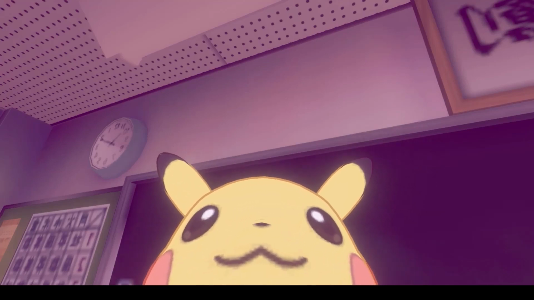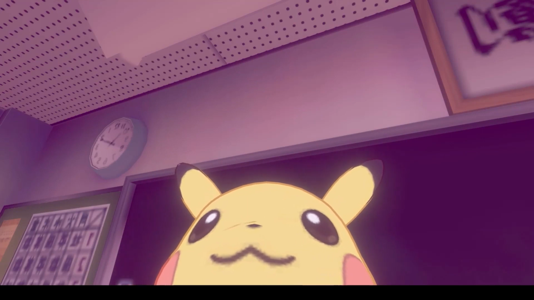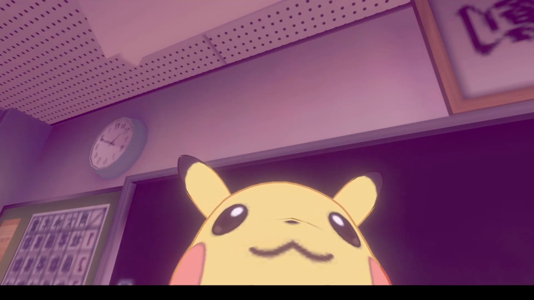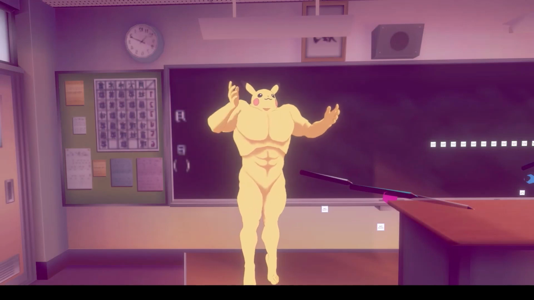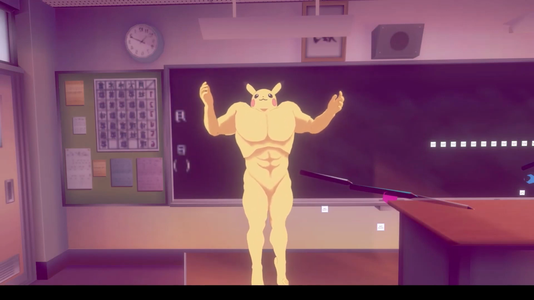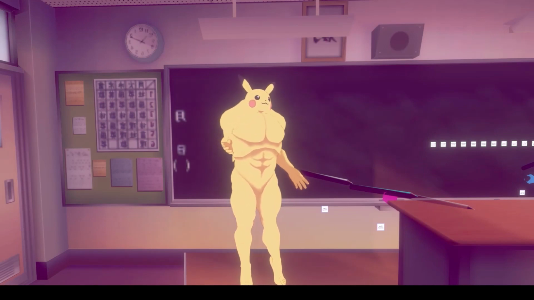Hi, this is Pikachu here, and today I'm gonna show you my workout routine, which is doing integrals. And you may say that math doesn't give you muscles, but clearly you just haven't done enough math, and today I'm gonna show you. Let's start.